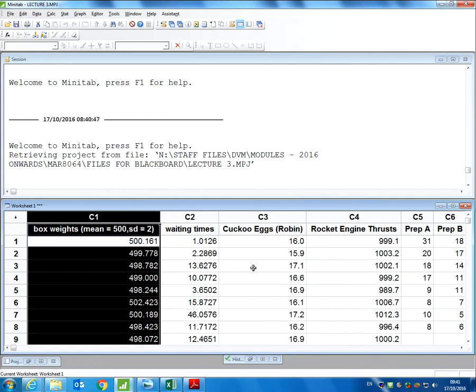What about 95% of the data? You would multiply the standard deviation by 2, that gives you 4. Take it away, that gives you 496. Add it and you get 504.